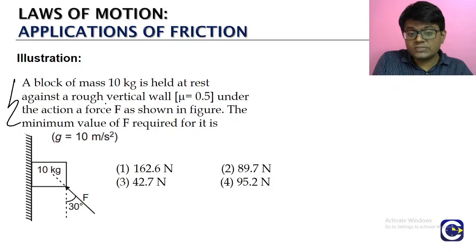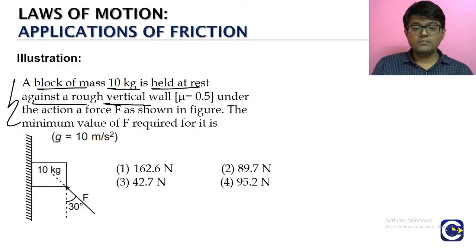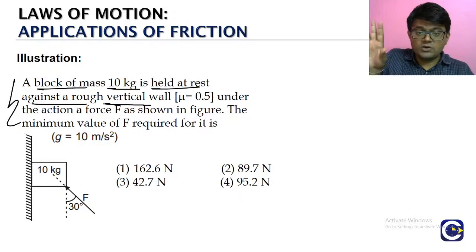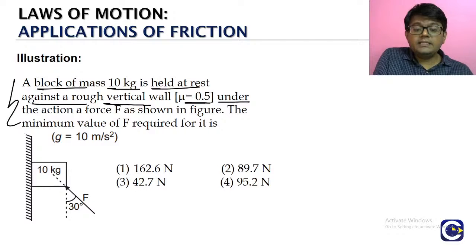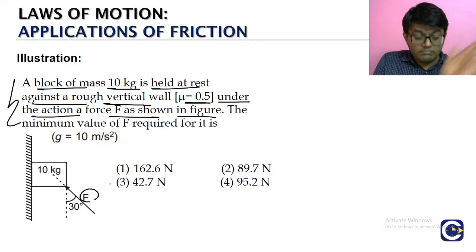Let's see who can solve this one. A block of mass 10 kg is held at rest against a rough vertical wall. Like you have a book or something, you are holding it against the wall. Mu is given as 0.5. Under the action of a force F as shown in the figure. So we are applying a force F by making some angle.